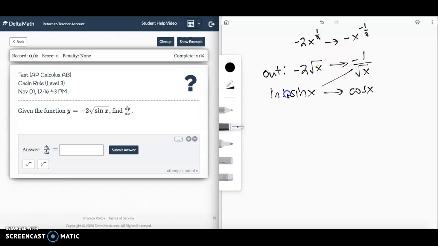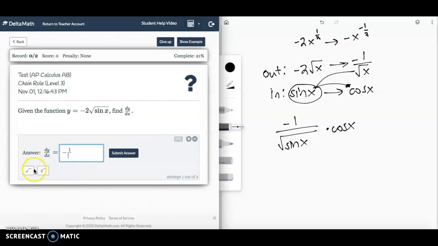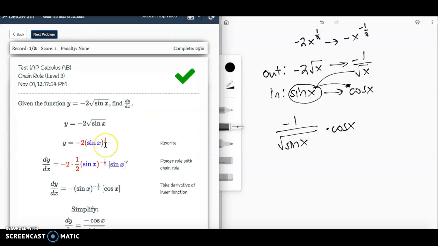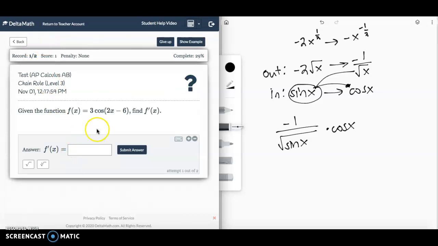Derivative of the outside, keep my inside the same, times the derivative of the inside. Negative 1 over square root of sine x times cosine x. Very good. Let's do one more of those. They seem a little harder.